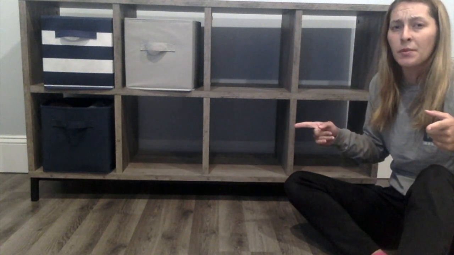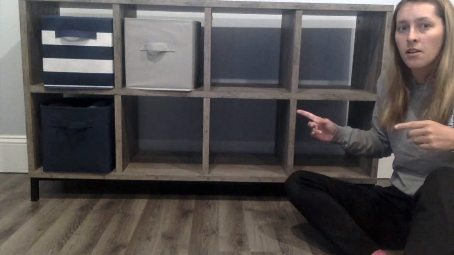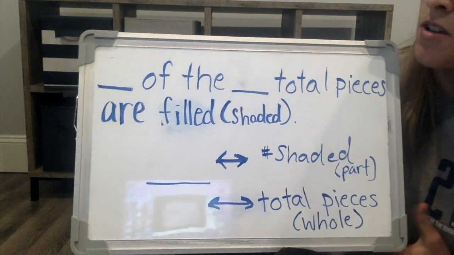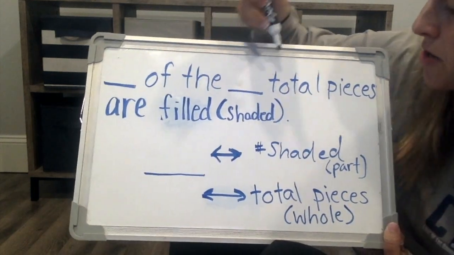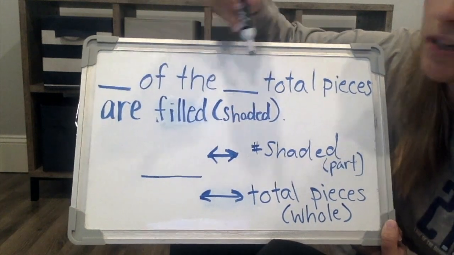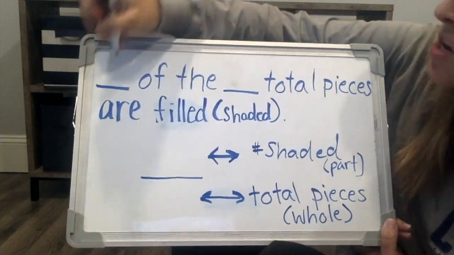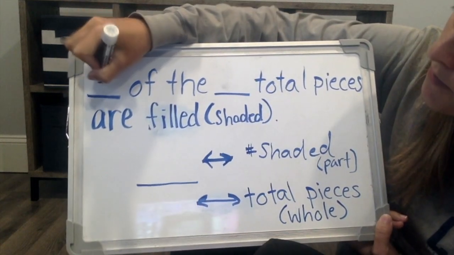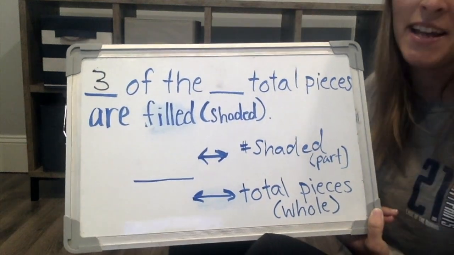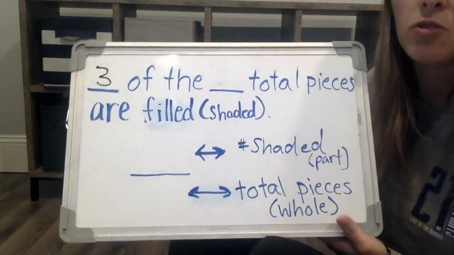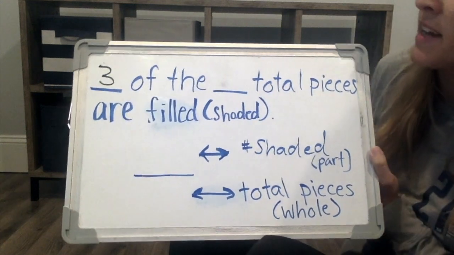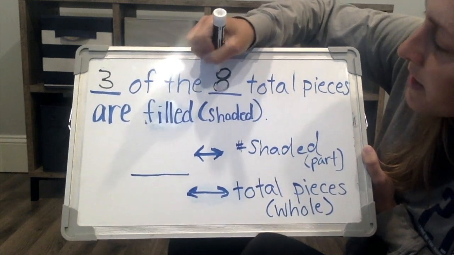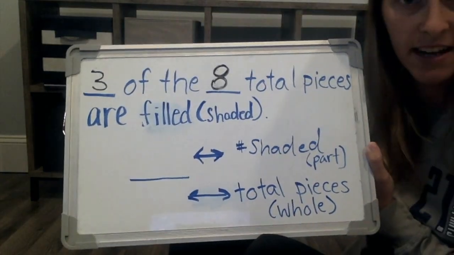Now let's go to our whiteboard and see how that looks. Alright, so here we go, boys and girls. We have blank of the total pieces are filled or shaded. We know we had 3 shaded in because we counted them. And we counted how many total pieces or equal parts there were. And there were 8 equal parts in my TV stand.